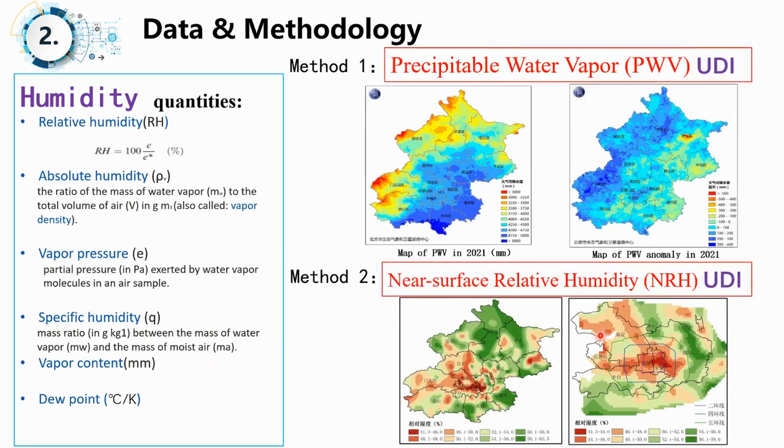As I mentioned, regarding methodology, there are humidity quantities like vapor pressure, specific humidity, water content, and dew point. When you use different quantities, you will get different results, and you may even get opposite results. So here, we try to use two indicators. First is precipitable water vapor, and second is the near surface relative humidity. Both of them are derived from satellite data.